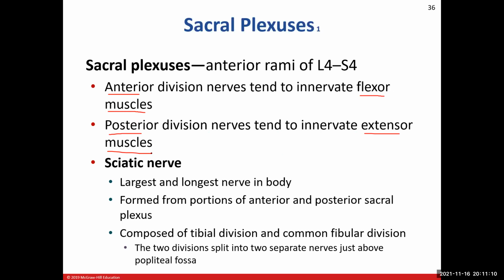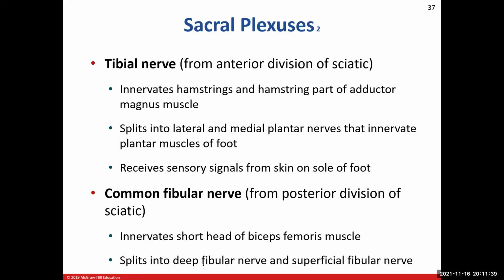Now, the sciatic nerve is going to travel down through the posterior region of your thigh. And just before it gets to the knee, it's going to divide into two branches, the tibial and the common fibular. And this happens just above the knee, or just as it's about to get to what we call the popliteal fossa. So this happens just before we get to the knee here.